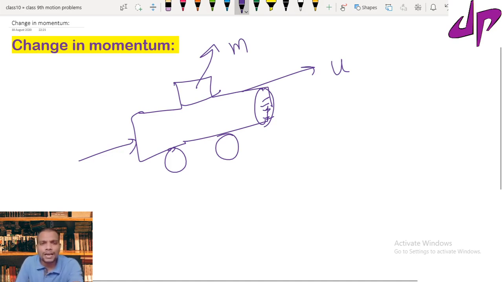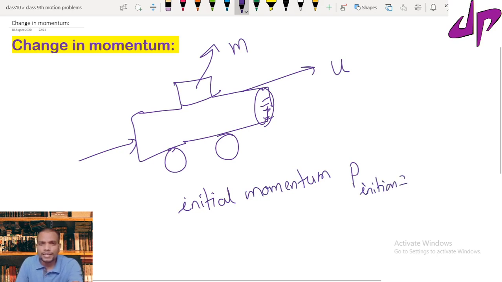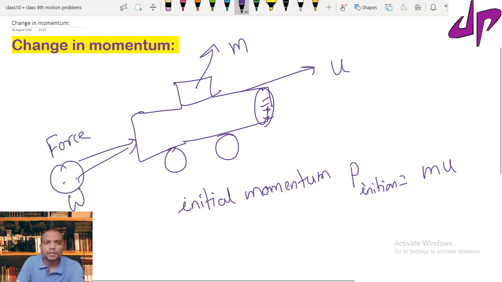We can say it has initial momentum. Therefore, I can write the initial momentum as p initial, the product of mass into velocity. I can multiply mass times velocity, so p initial equals mu. Suppose you apply a force. Force is applied on the truck.